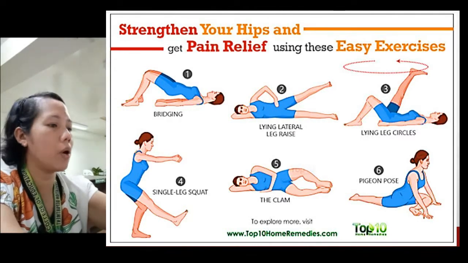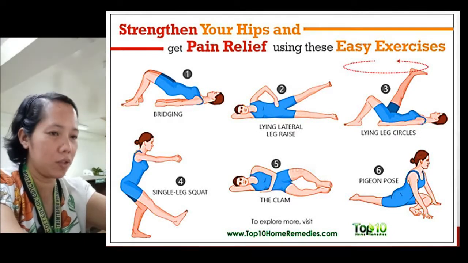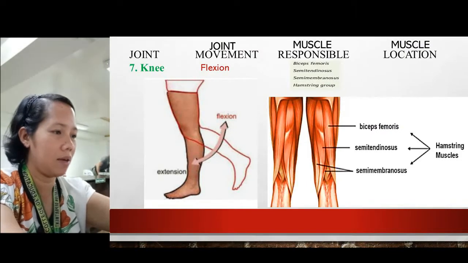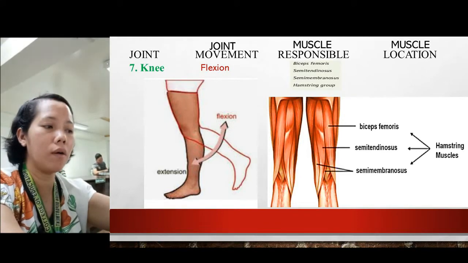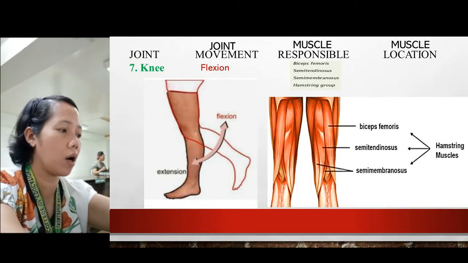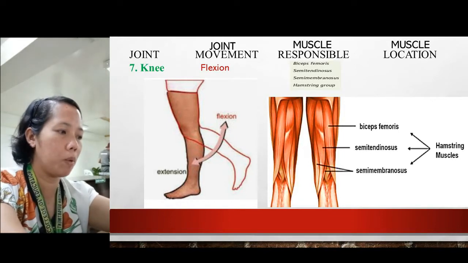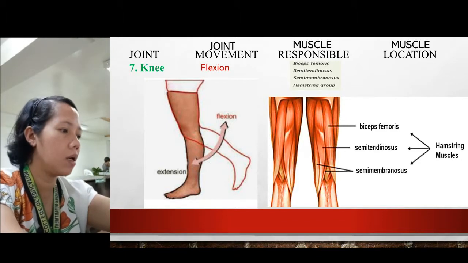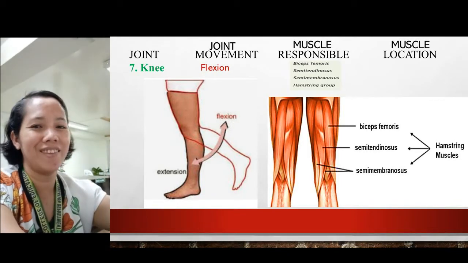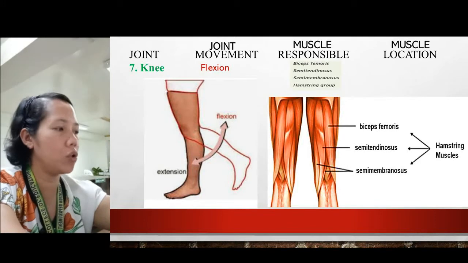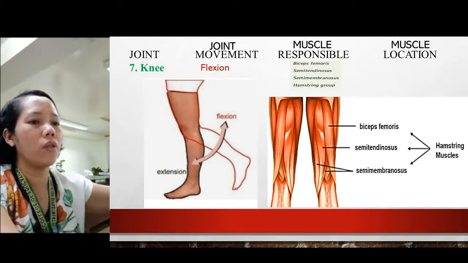Okay, now the next part is the joint movement flexion on the knee. Not the hip anymore, now the knee. Take a look at the picture. In that direction, you can do the flexion. And the muscles responsible are the hamstring group. Who are these hamstring muscles? These are the biceps femoris, the semitendinosus, and the semimembranosus. Okay, is it clear where they are? Okay. Next, still on the knee joint, the joint movement we can do is the extension.